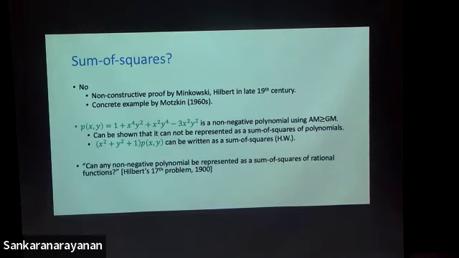Okay, and the 17th question that he asked was this: can any non-negative polynomial be represented as a sum of squares of rational functions? And the answer is yes, indeed it is yes. Artin proved in 1927 that this is indeed true. By rational functions I mean just one polynomial divided by another polynomial. That's what I mean by rational function.